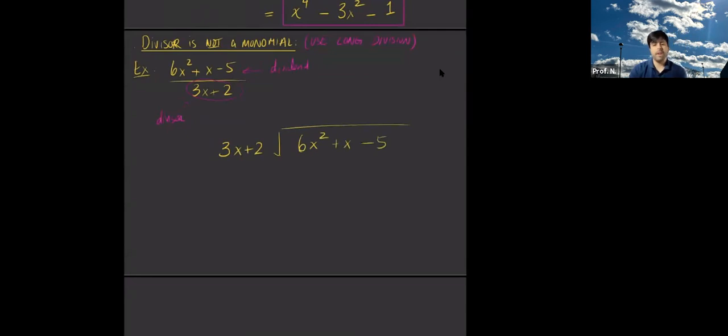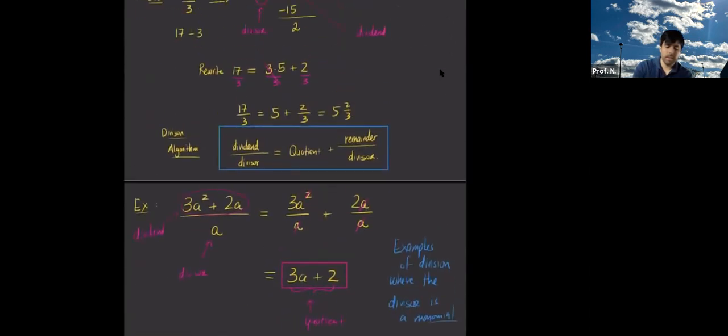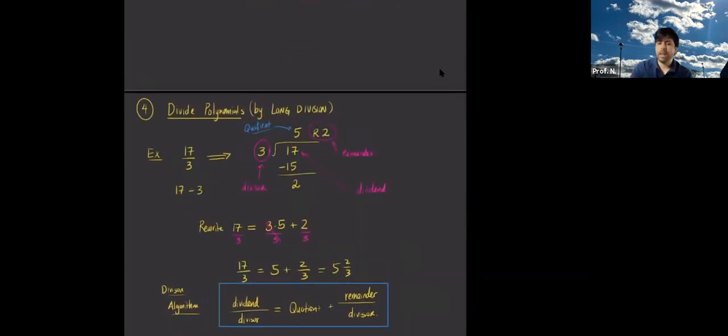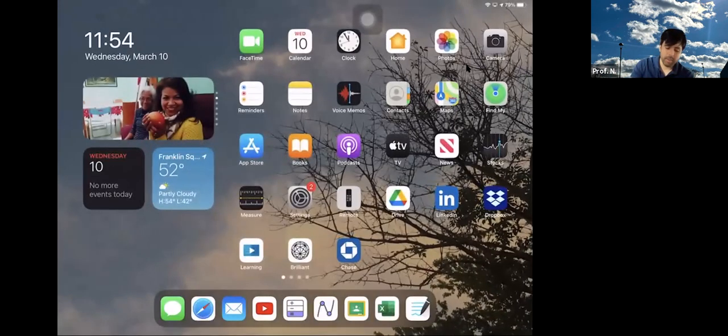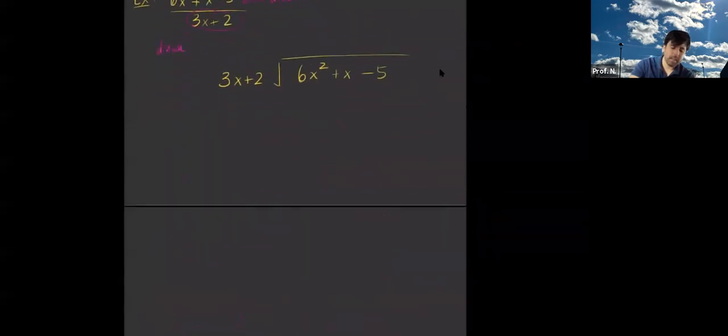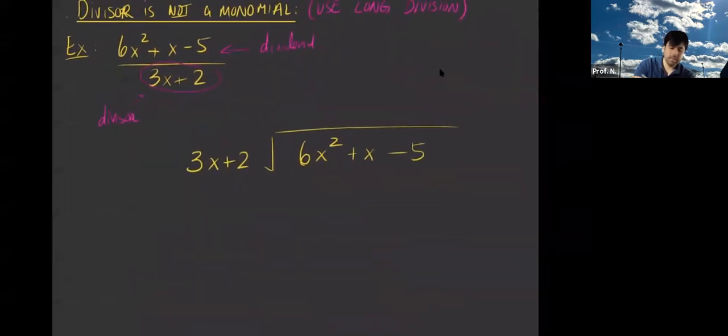Now, we have to be very careful with this. The way this goes is very similar to the way we did 17 over 3, right? We ask ourselves, how many times does 3 go into 17 without going over? And we said 5, and so on and so forth. We did 3 times 5, 15, subtract, and then we say the remainder is 2. So then the question is, how do we apply that here? What is the analog version for polynomials? The way we do this is simple, but it takes a few more steps, and it's a little bit more tedious.